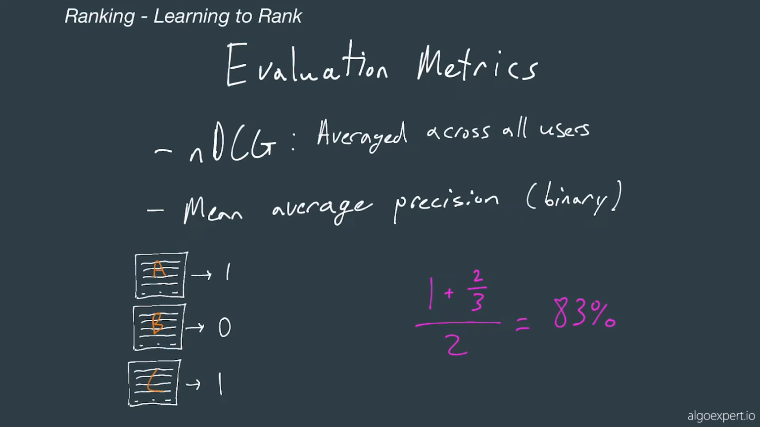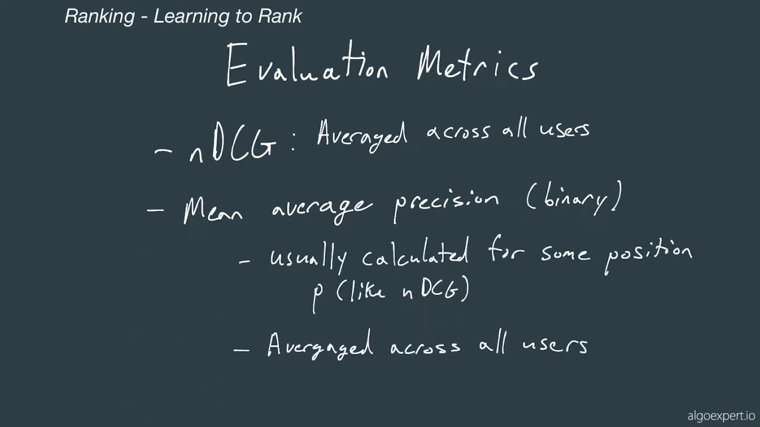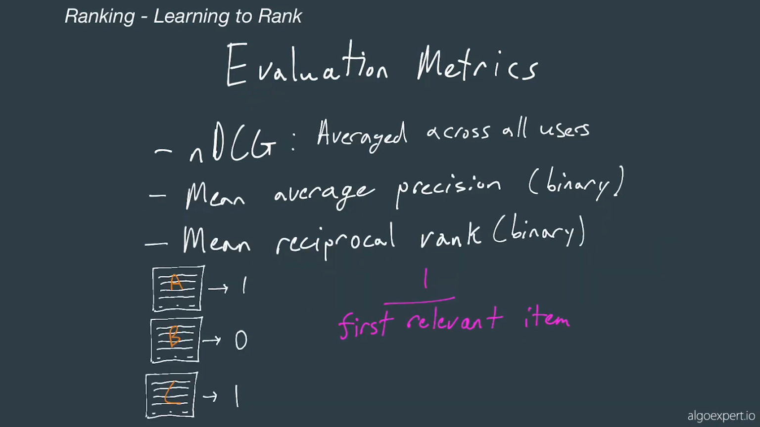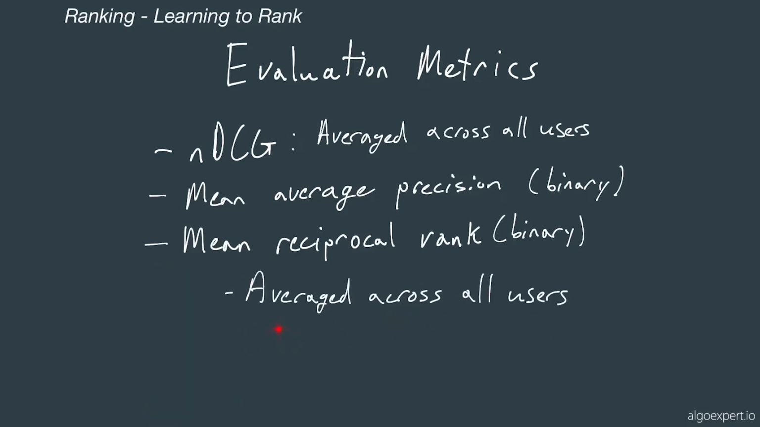Now, this is usually calculated for some position, like NDCG at P, so you would calculate the mean average precision at 3 or 5, and this is also averaged across all users if you want to evaluate your model. Finally, you can use something called mean reciprocal rank, which is for binary use cases again, and that's calculated by just 1 over the first relevant item. So here, this particular ranking would have 1 over 1, because the first relevant item was in the first position. Here, it would be 1/2 since the first relevant item was in the second position. We would average that across all of the users as well.